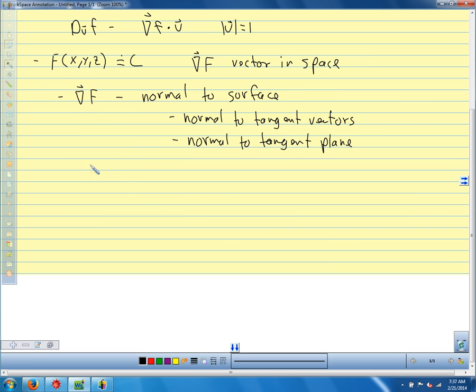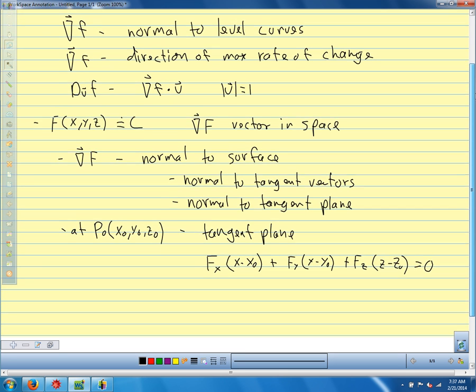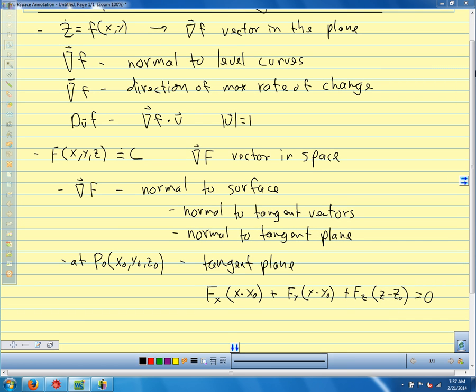And at a particular point, at P0, x0, y0, z0, the equation of our tangent plane, a nice equation, is f sub x times x minus x0, plus f sub y times y minus y0, plus f sub z times z minus z0, and that equals 0. So that gives us our equation of our tangent plane. So those are kind of the big picture things that we did with our gradient to our surface over the last couple of sessions. These are the big ideas that we've talked about.